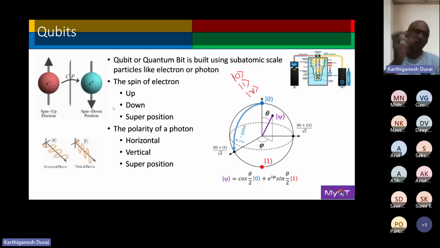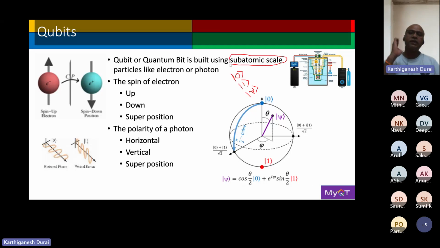For example, the spin of an electron can be up, down, or superposition, meaning in between up and down. Similarly, the polarization of a photon can be horizontal or vertical, or in between horizontal and vertical, 0 degrees, 90 degrees, or else in between, like 45 or 38 degrees. That is superposition. So any system or any particle in this subatomic scale, whatever I'm referring to now, these are all subatomic scale. Please remember that the keyword is subatomic scale.